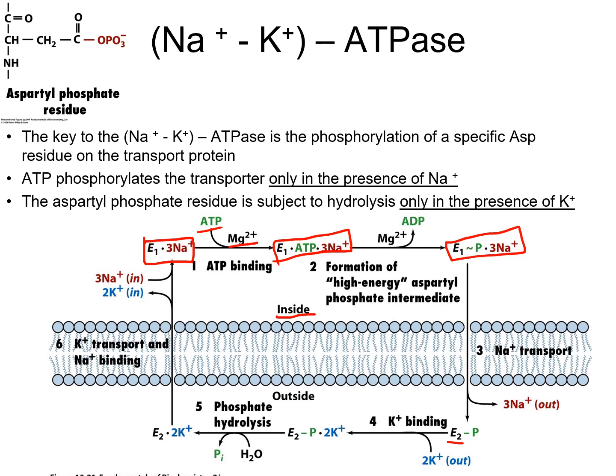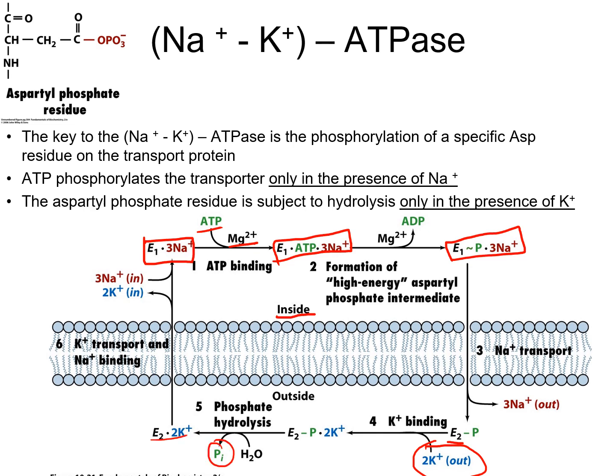That E2 is phosphorylated. That phosphorylated E2 is going to then have a high affinity for potassium ions, from the outside of the cell. Those potassium ions are going to go to our phosphorylated E2. E2 is going to get hydrolyzed, releasing our inorganic phosphate.